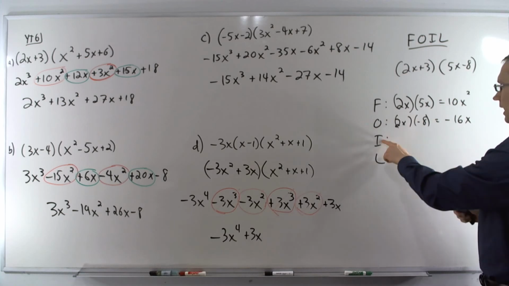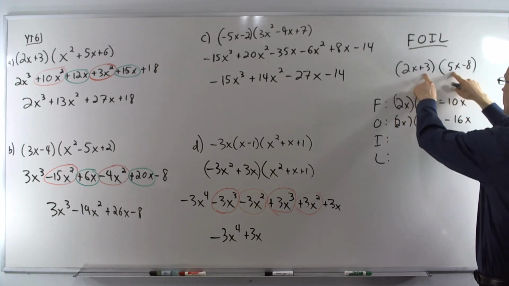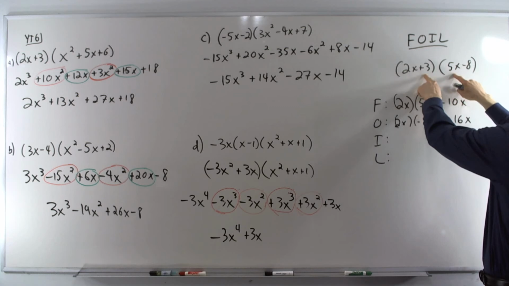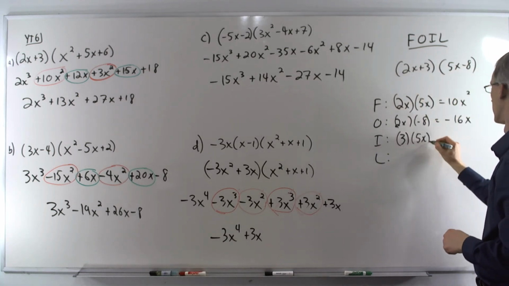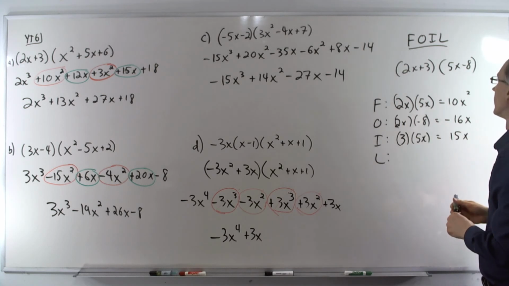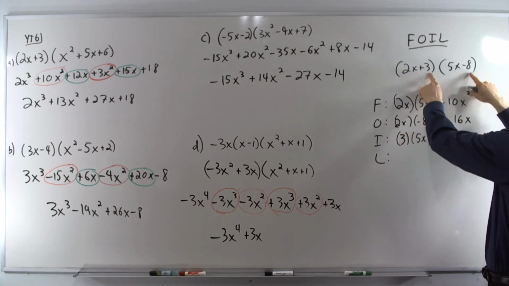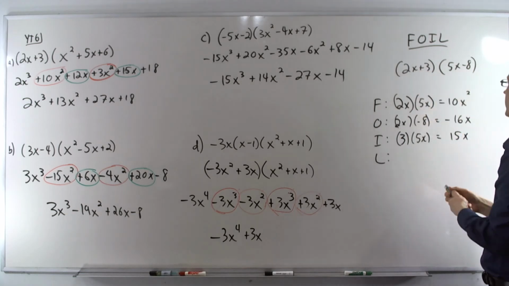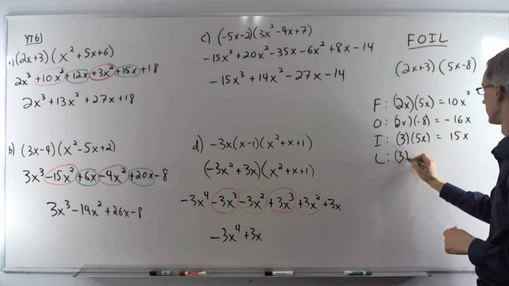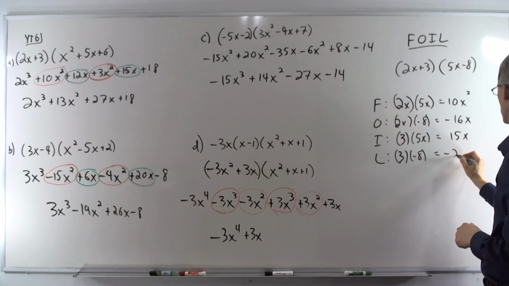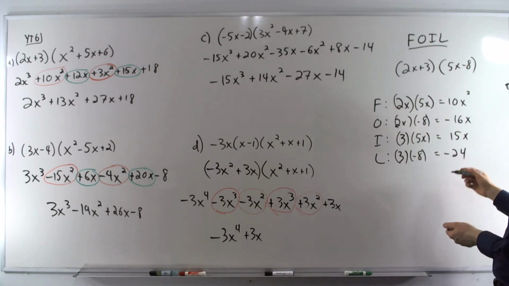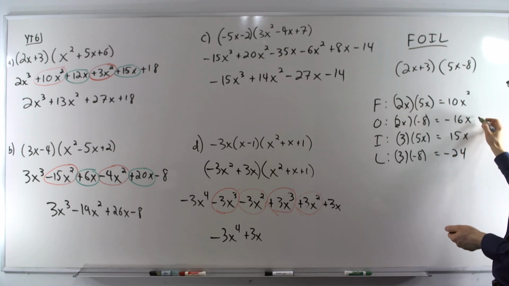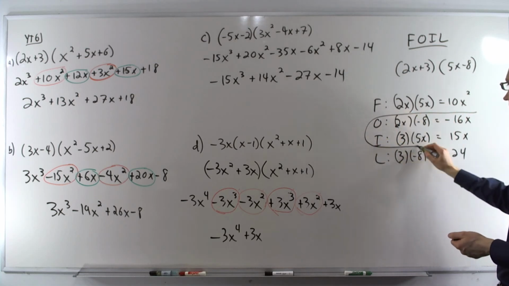Now we'll do the I for inner terms, the two inner terms of the binomials. 3 times 5x. And finally, L is for last. 3 times negative 8, and that's negative 24. And the like terms will usually be the O and the I, with standard binomials like this. It can change if we have different powers in there.